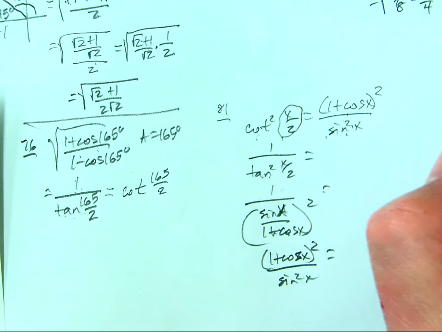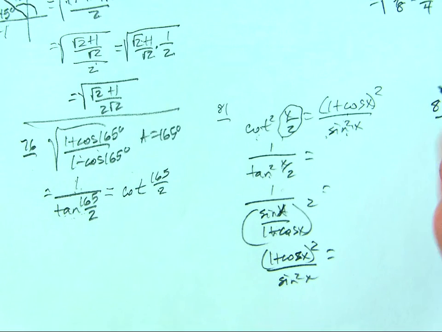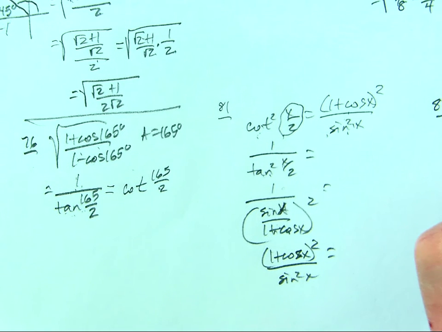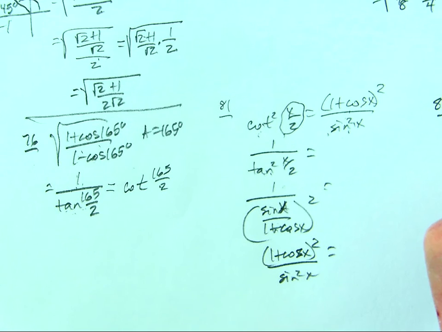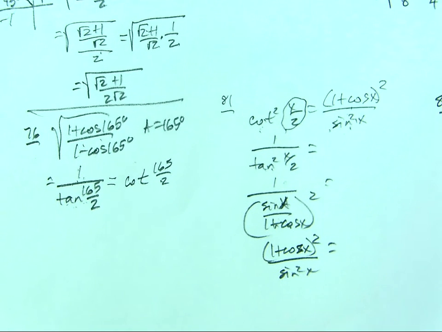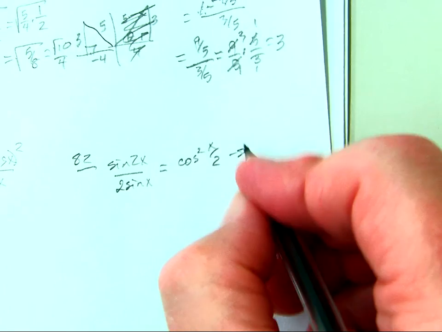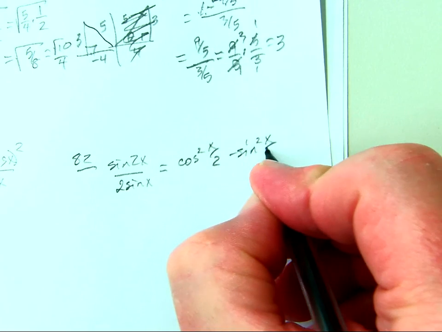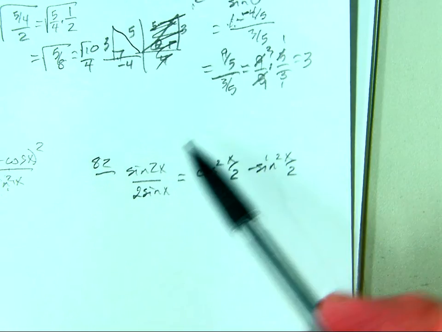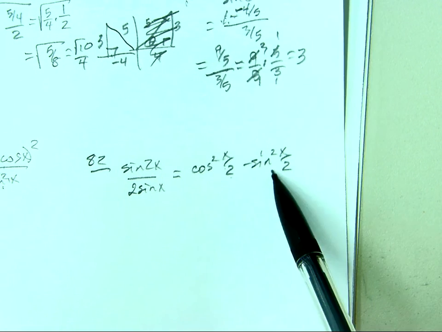All right, next one, let's look at 82. 82 has the sine of 2x over 2 sine x equals cosine squared x over 2 minus sine squared x over 2. Sorry, it helps if I write this so you can see it. Now when I look at this, I see two things. I see a 2x, that tells me double angle. And I see x over 2, that tells me half angle.